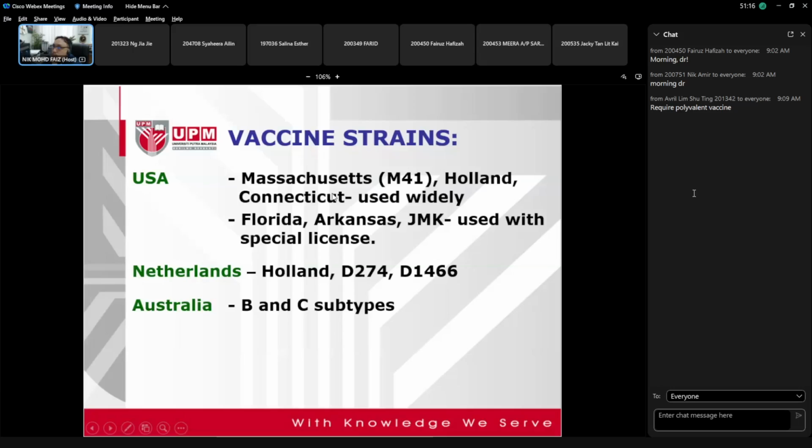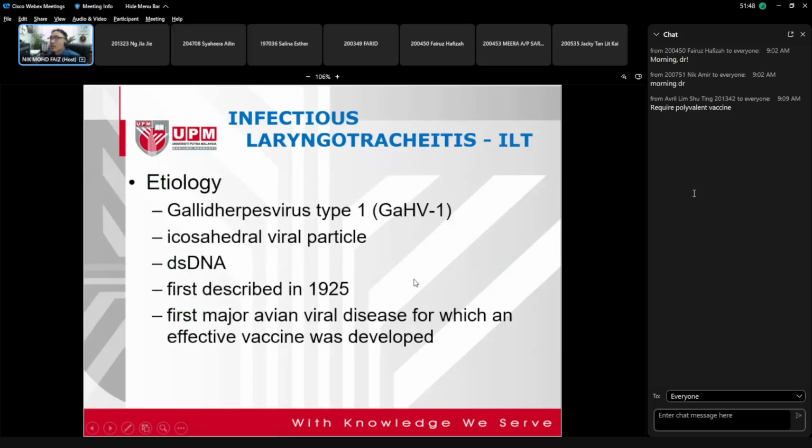Okay. Malaysia, most of the time we use the Massachusetts strain. I think I've uploaded the vaccine list that is approved in Malaysia. You can refer to that notes. What are the strains that we have in Malaysia? But most common is Massachusetts because Massachusetts punya vaccine can provide a broad cross protection against other strains. Okay, maybe not as good as a local strain, kalau you develop your own local strain, but they can provide good protection. Okay, that's all about IB.